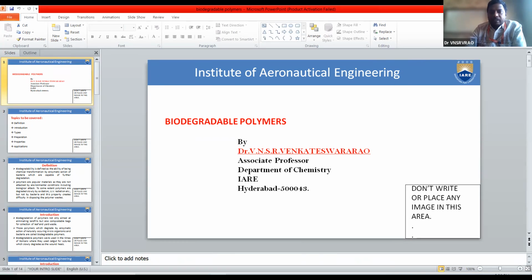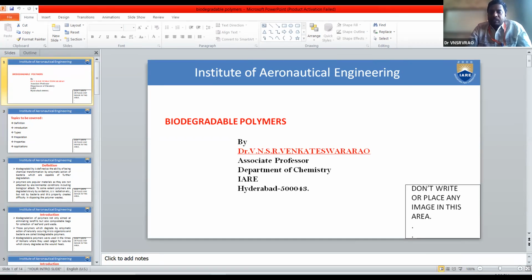Okay, now let us start. Today's topic is biodegradable polymers. First of all, we see what topics are covered in today's section. First, we cover the definition of biodegradable polymers. Next, we see the introduction to biodegradable polymers. After that, we see the classification, nothing but types of biodegradable polymers, including both naturally occurring biodegradable polymers and synthetic biodegradable polymers. Next, we see individually the preparation, properties, and applications of each and every polymer.